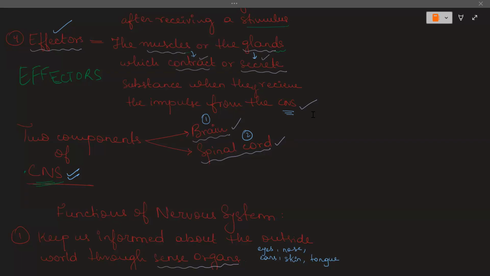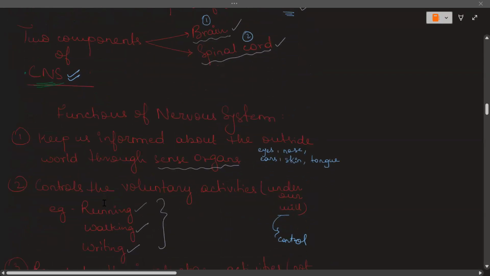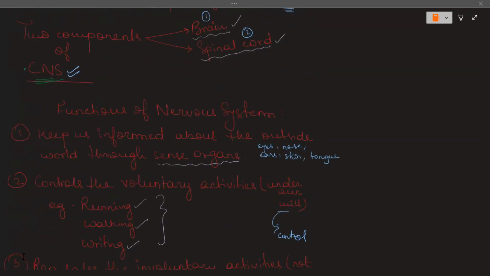Ma'am, when finished, do we have to write the two components of CNS? Yes, write down the two components also. You have to write down till whatever I've taught. Whatever is there, you have to note it all down. Okay, ma'am.